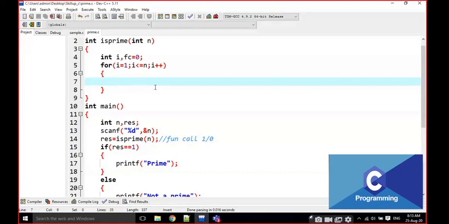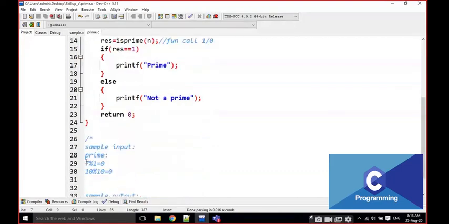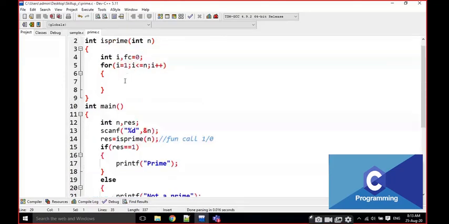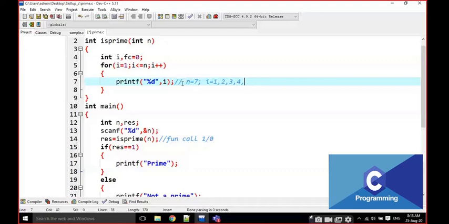Now I am going to check whether the number I am passing here, for example, 7 or 10, is divisible by i or not. What is the i value every time? If I am passing n is equal to 7, i becomes 1, 2, 3, 4, 5, 6, 7 like this, right? If it is 100, it is going to go from 1 up to 100.